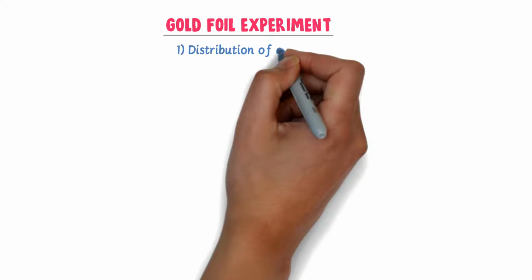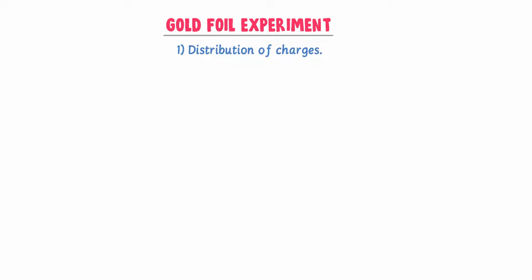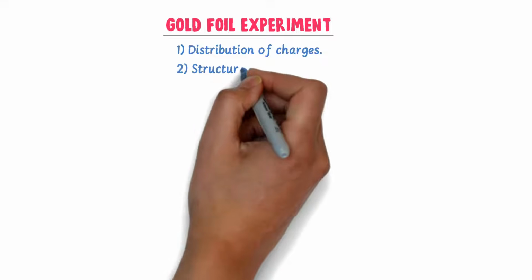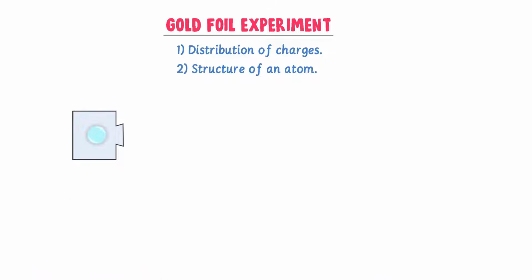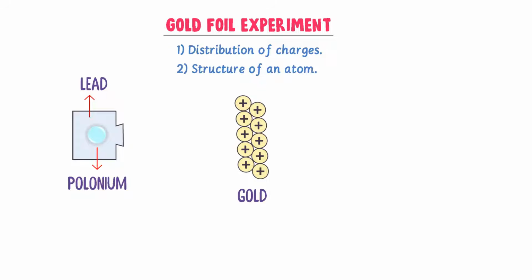Remember that Rutherford wanted to find two things in his experiment. Firstly, he wanted to find the distribution of charges. Secondly, he wanted to find the structure of an atom. Now Rutherford took polonium, which was enclosed in a lead box. He took a thin gold foil, which was surrounded by a zinc sulfide screen.